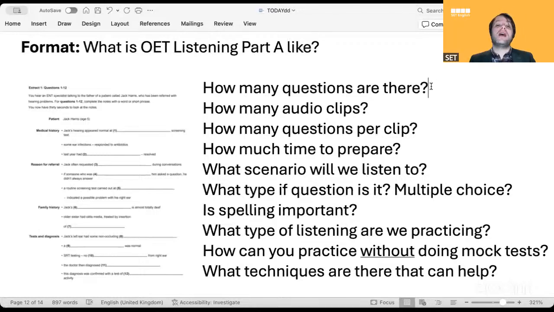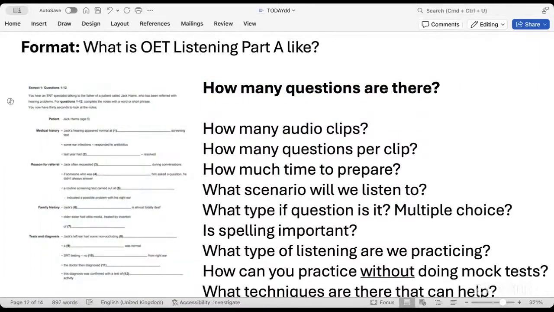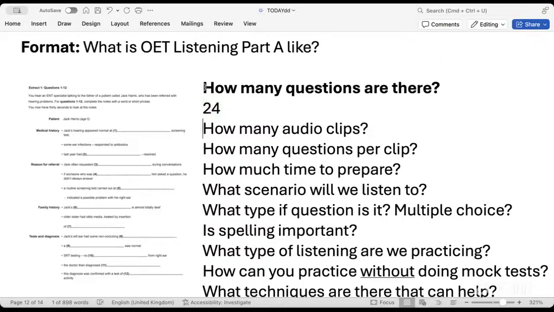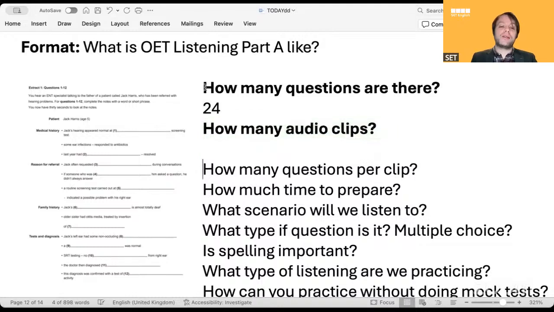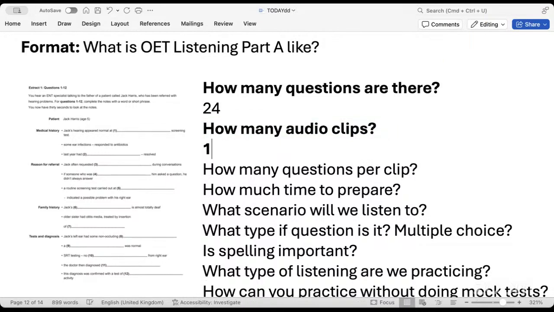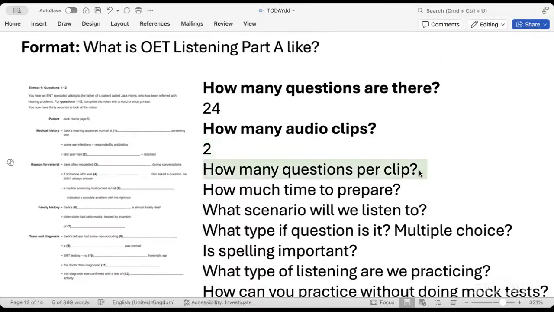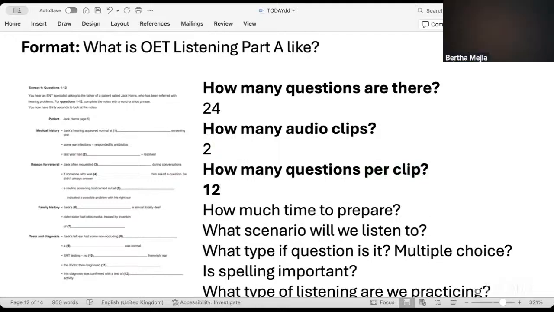So Sukaina, how many questions are there in listening part A? There are 24 questions in total. Is that right, guys? Is it 24? Yes, 24. Okay. How many audio clips are there, guys? Two audio clips. Okay, Wasi, how many questions for each clip? 12 questions.